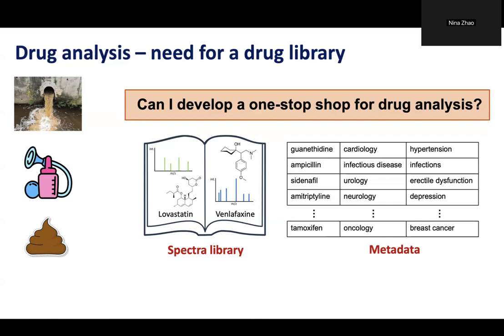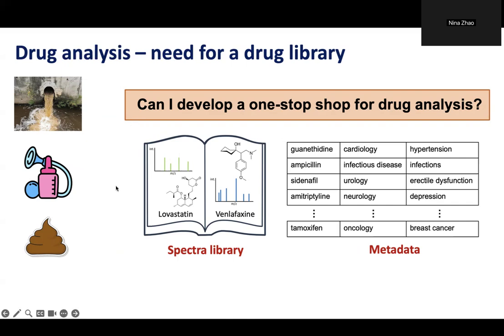So the hope is that with this resource, whenever I get a sample, no matter if it's wastewater, breast milk, or fecal sample, I can immediately annotate the untargeted metabolomics data using my drug library, and within one click connect with my drug metadata, I will be able to tell you all the antibiotics, all the antidepressants, as well as the function of all the drugs that I saw in the samples.